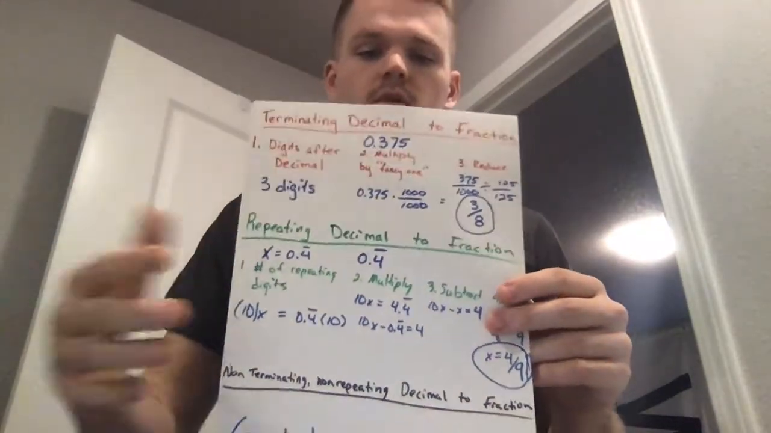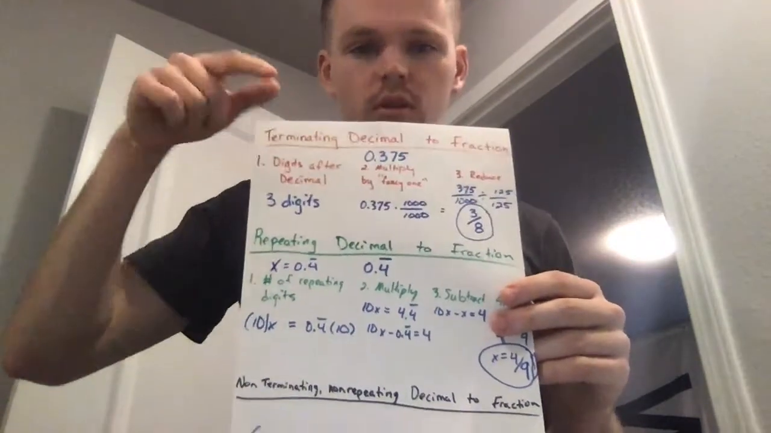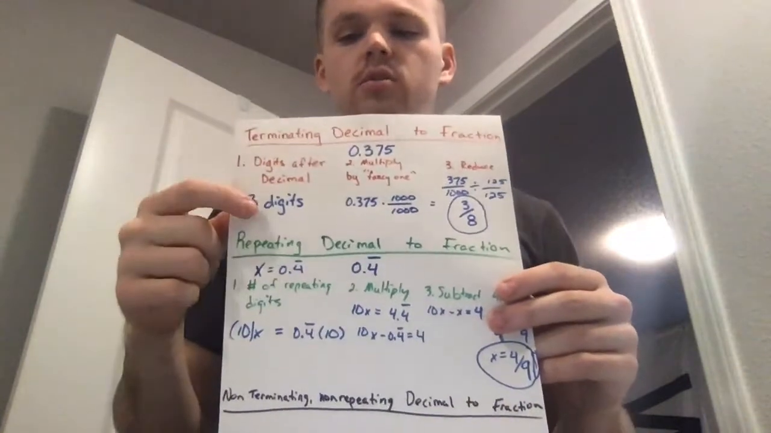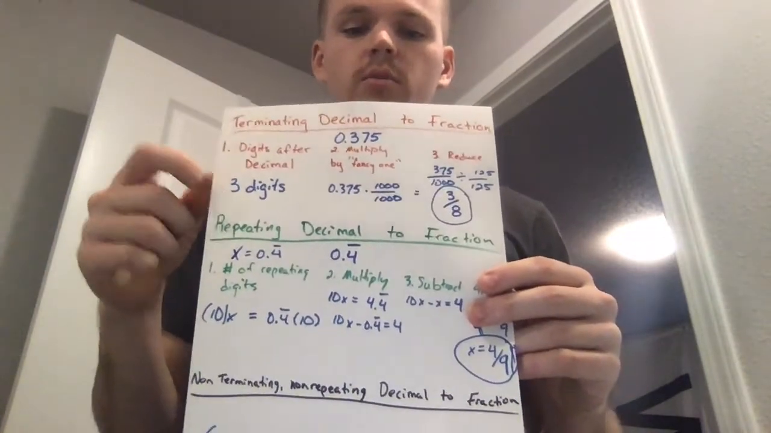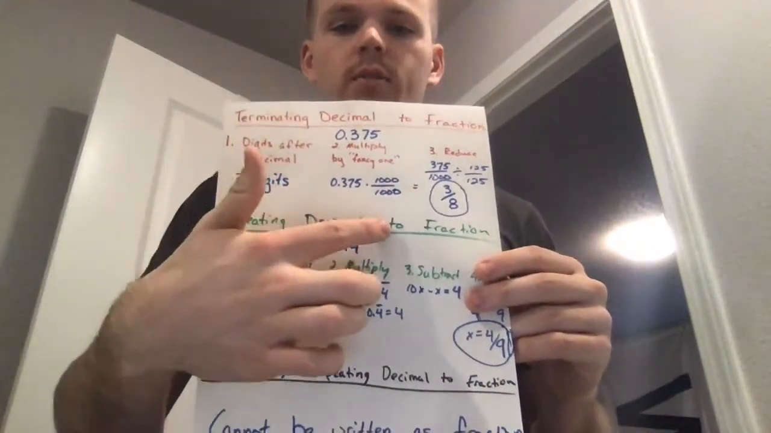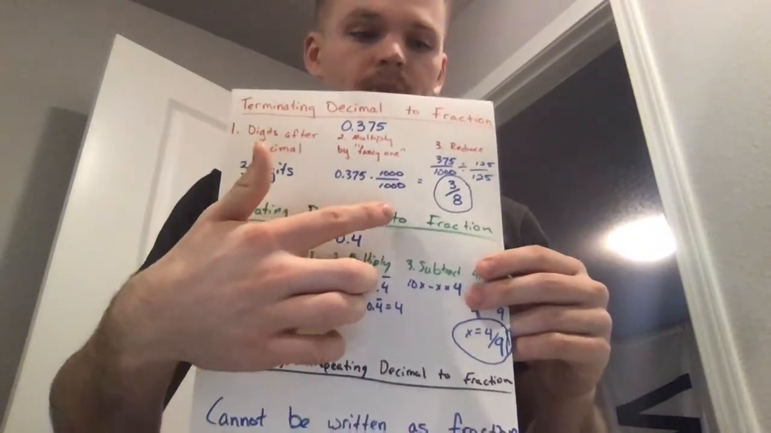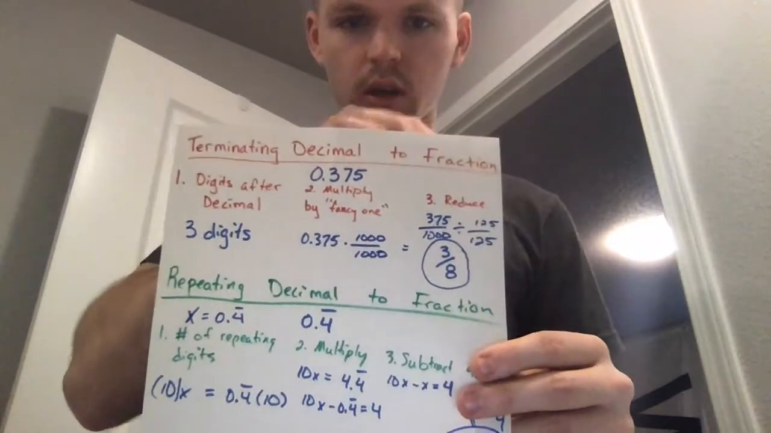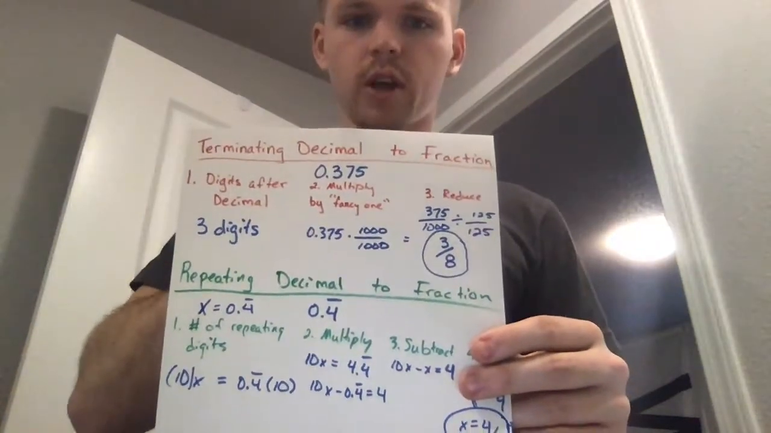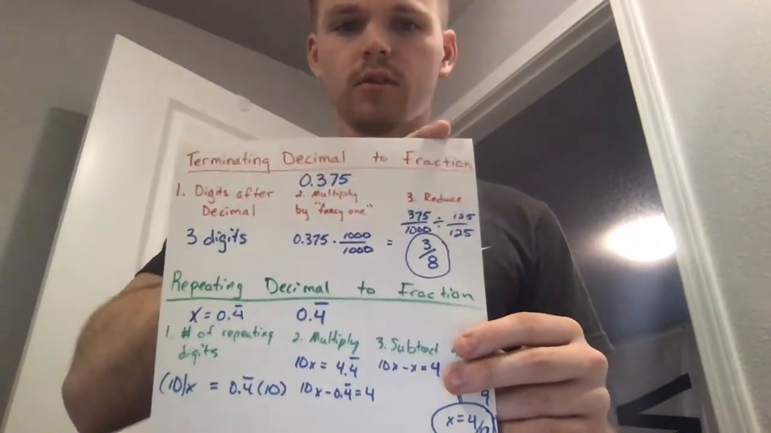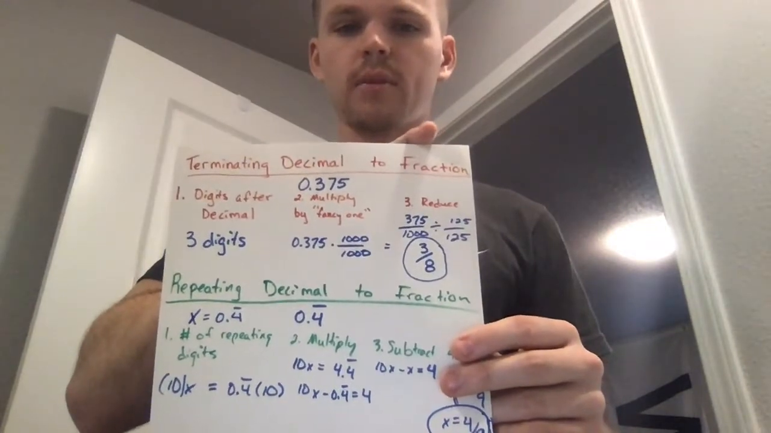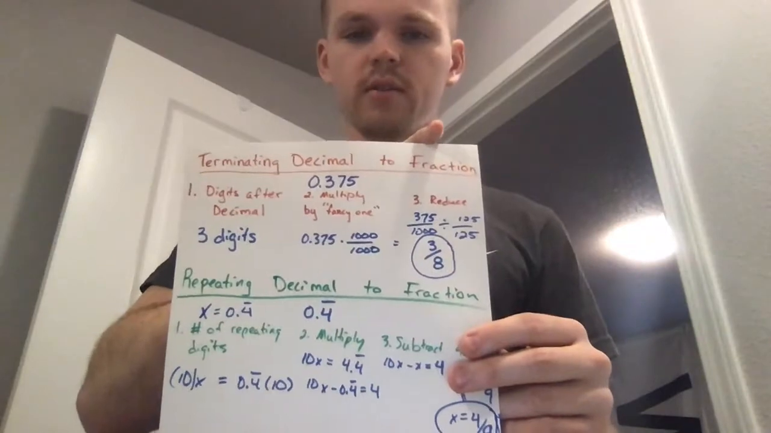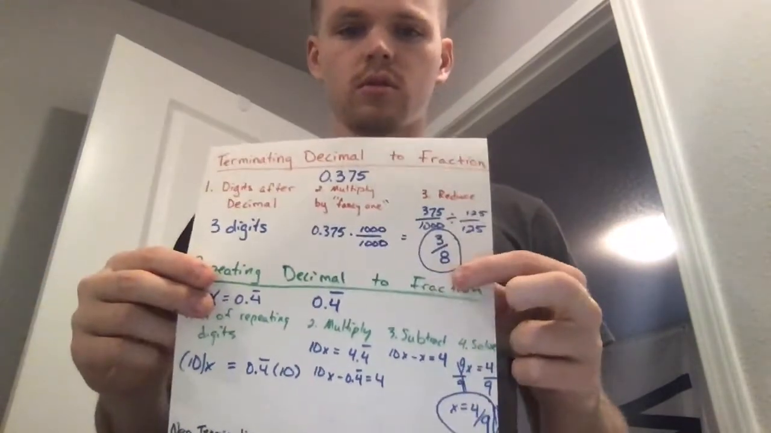So the second step is to multiply by a fancy 1. Since it's 3 digits, which is the thousandths place, you multiply your 0.375 times 1,000 over 1,000, which is 1. And then the last step is to reduce. After the second step, you have 375 over 1,000, divided by its common denominator of 125, which gets you to 3/8 right here.